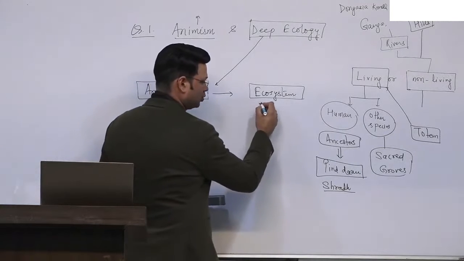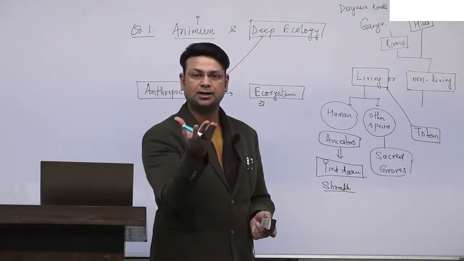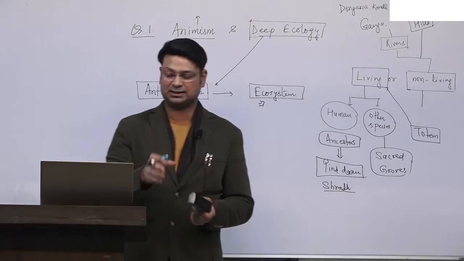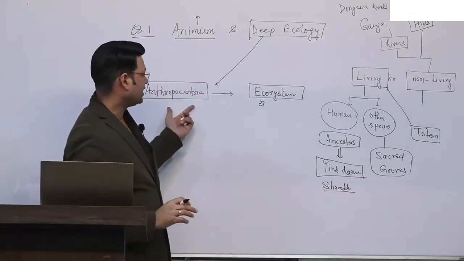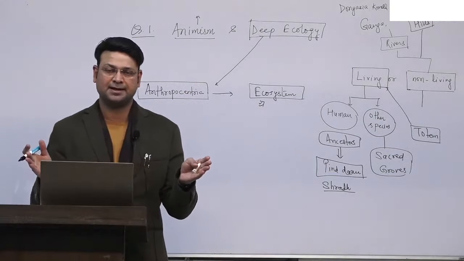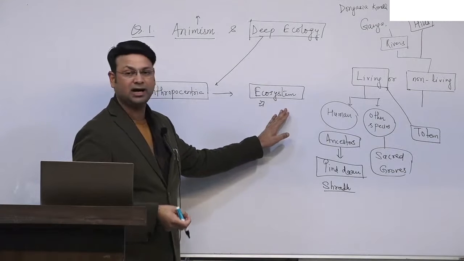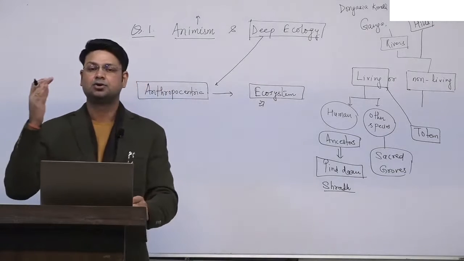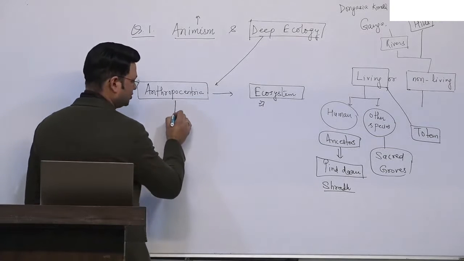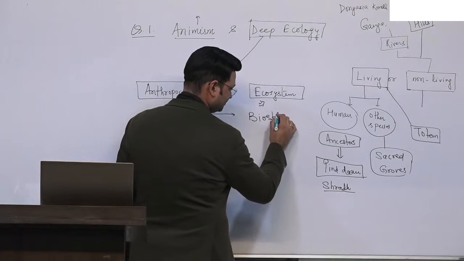Now the shift is towards the ecosystem. The ecosystem should be the central thing from which we should think, because we are part of the larger ecosystem. We don't live in isolation on this planet, we live with other species and other components of the ecosystem. Some say it is a shift from anthropocentric to biosphere-centric approach.